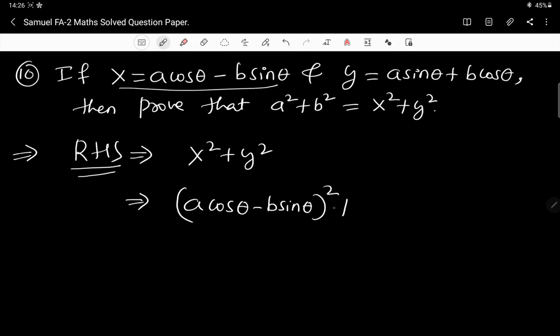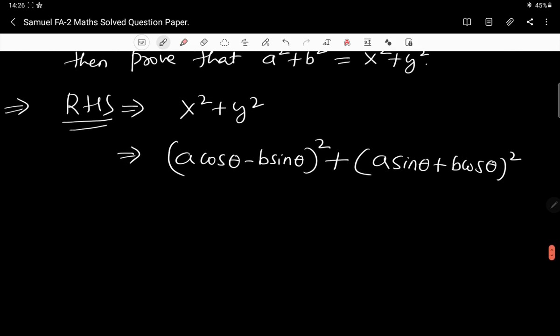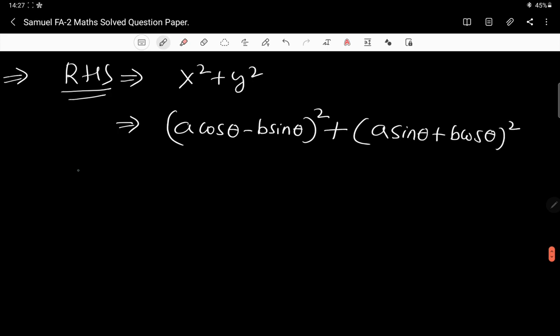And because x square is there, then plus y square. Y is given here, that is a sin theta plus b cos theta, and it is going to be whole square. All right, so then let us solve this.